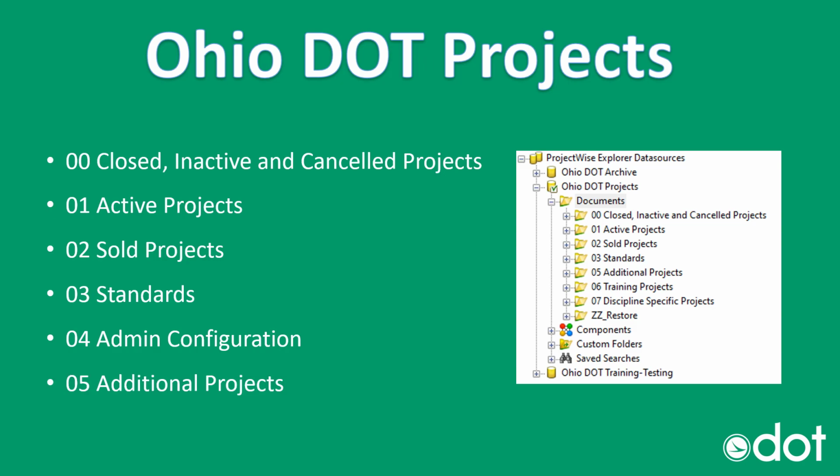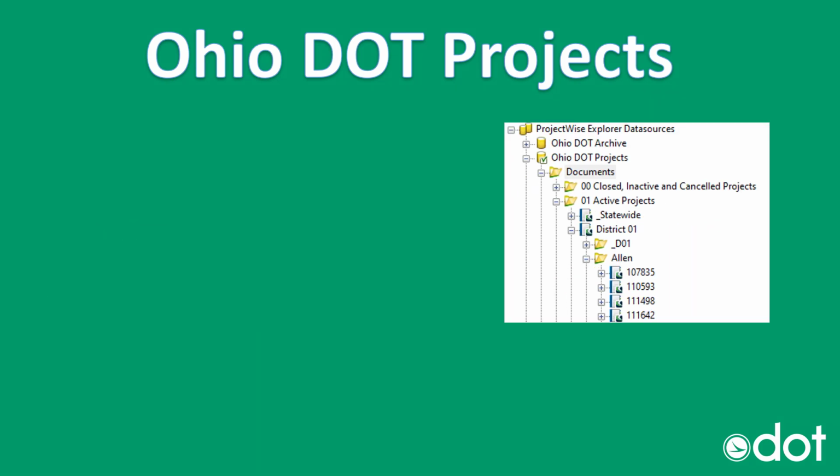05 additional projects is an area where projects without a PID or where projects could be worked on using the ODOT standards still. This is going to be a pretty rare occurrence that you'll ever have to work in this folder, but if you do, it's typically projects without a PID number, and that folder still has access to the ODOT standards. So let's go ahead and open up the active projects folder, so the 01 active projects.